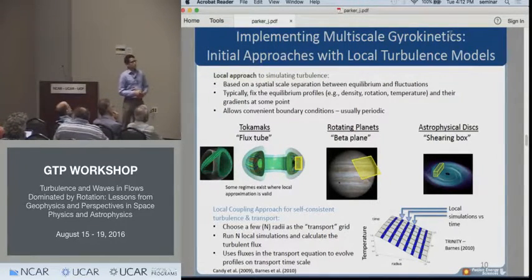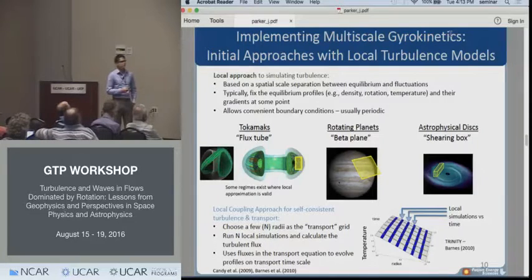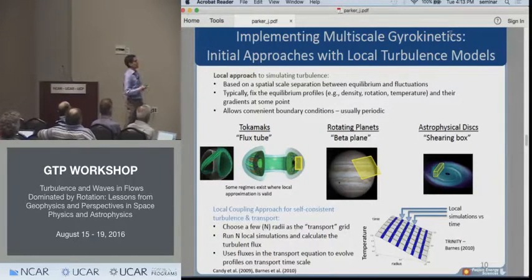So about 6 or 7 years ago, there were a couple of initial attempts to implement that multiscale gyrokinetics, and they used an approach with local turbulence models. So in contrast, I'll be talking about a global approach, but first just to describe what they did. People here are probably pretty familiar with the local simulation approach, which is based on a spatial scale separation between equilibrium and fluctuations. You typically fix the value of the equilibrium and its gradient at some point, and that allows for very convenient boundary conditions, typically periodic.